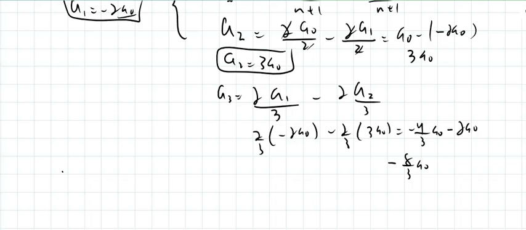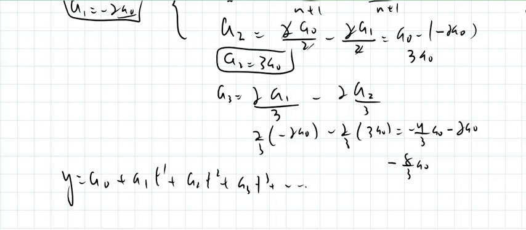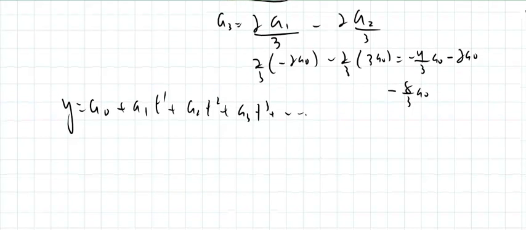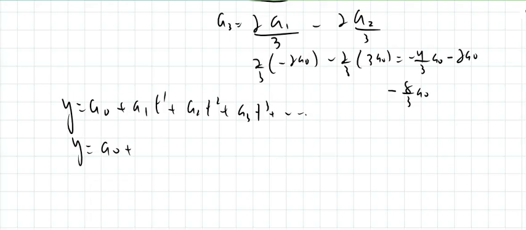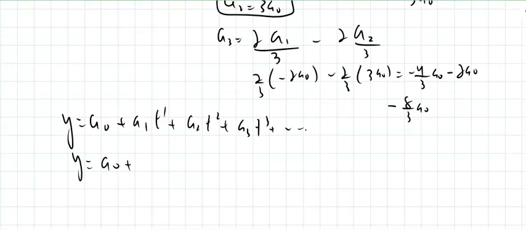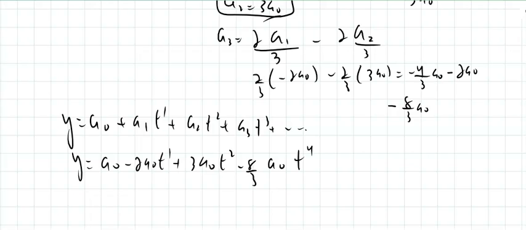So now I say, you know what? y equals a sub 0 plus a sub 1 times t to the 1 plus a sub 2 t squared plus a sub 3 t cubed, and the list goes on. So that's going to be a sub 0 plus a sub 1. We got a sub 1 to be negative 2 a sub 0. A sub 2, we got it to be 3 a sub 0. And a sub 3, we got it to be negative 8 over 3 a sub 0, t cubed, and then it goes on.